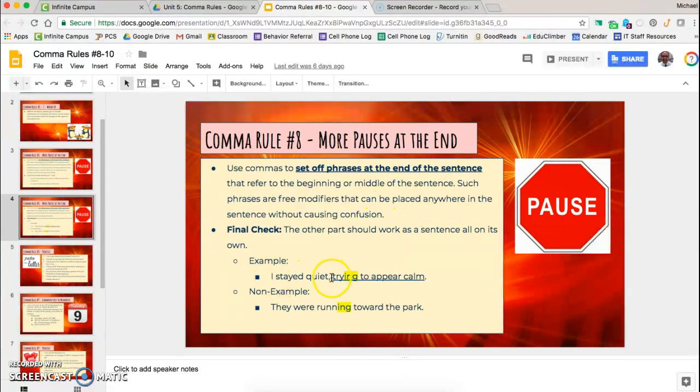On this page I have one example that does use a comma and then one that does not. In this first one it says, I stayed quiet, trying to appear calm. We have a verb, trying, ending in ing. We're going to take that phrase, trying to appear calm, and see if we can move it to the start of the sentence. So we can instead say, trying to appear calm, I stayed quiet. It means the same thing. Down here we have the word running, ending in ing, and if we took this whole part, running toward the park, and tried to move it to the start of the sentence, we would sound a little bit goofy. It would say, running toward the park they were, which makes it sound like Yoda, but isn't a proper sentence. So this one can't be moved around the way that the phrase, trying to appear calm, could be.